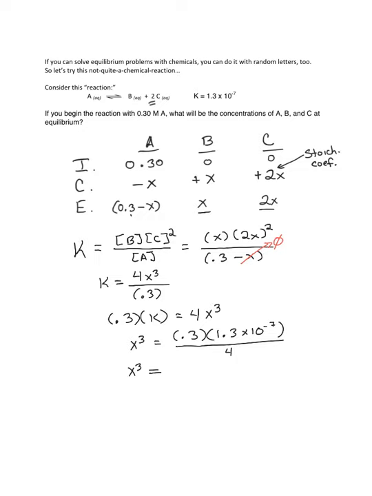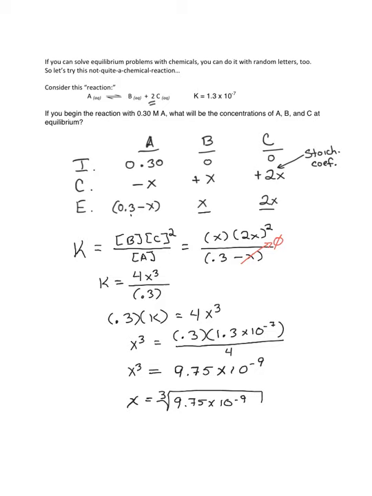X cubed is, all right, I'll put this in my calculator. And boy, is that a small number. So here's what my calculator said it was: 9.75 times 10 to the negative 9th. Boy, that's a tiny number. But that's okay. My calculator is perfectly capable of taking the cube root of that, because x now has to equal the cube root of that number. So I put that into my calculator.